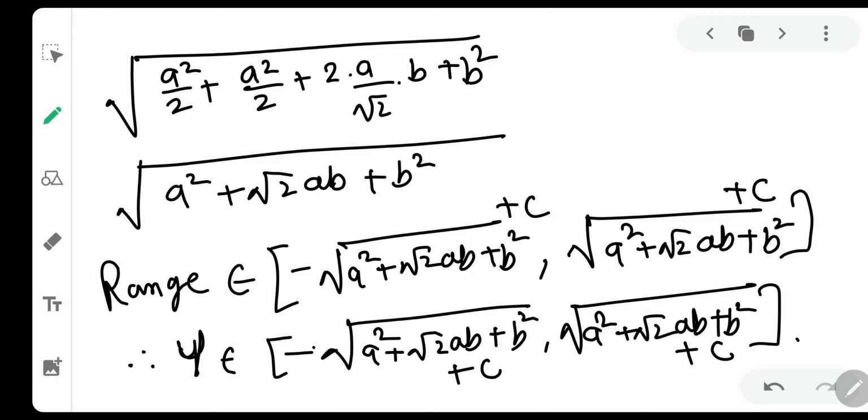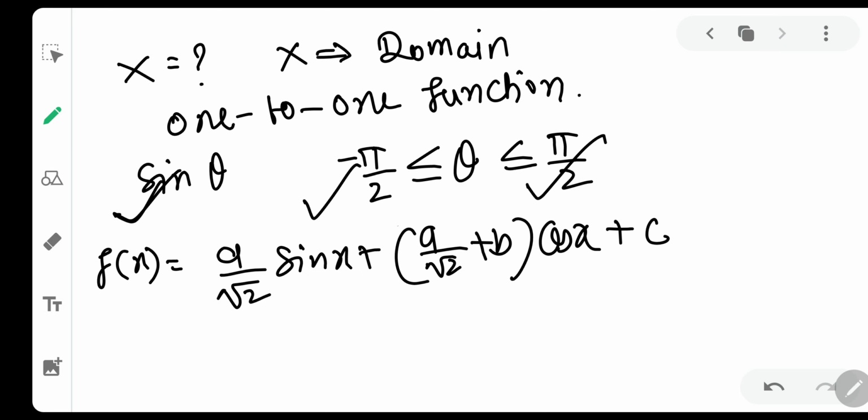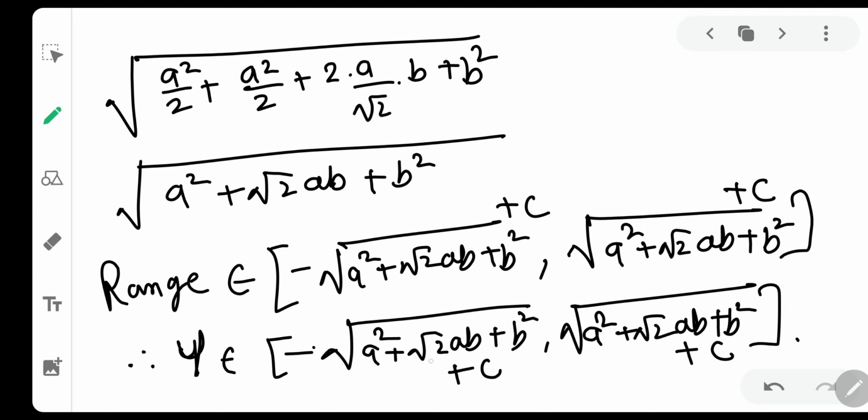So basic answer is c minus under root of a square plus root 2ab plus b square and c plus under root of a square plus root 2ab plus b square. Okay, so we corrected that. Now moving ahead. Now let us call this very big value as r. Okay, let us call this value as r, because generally in trigonometry we call this value as r.